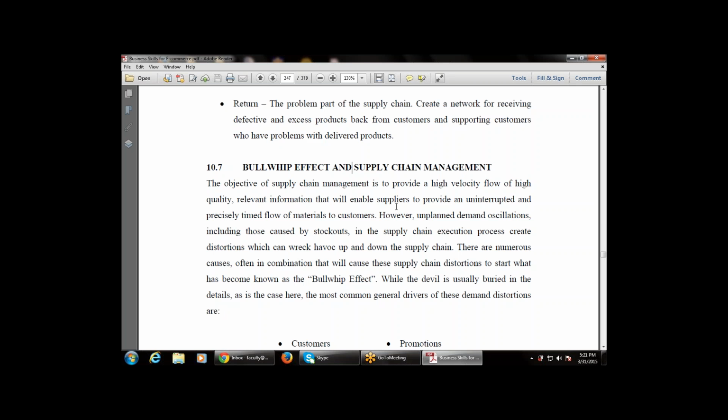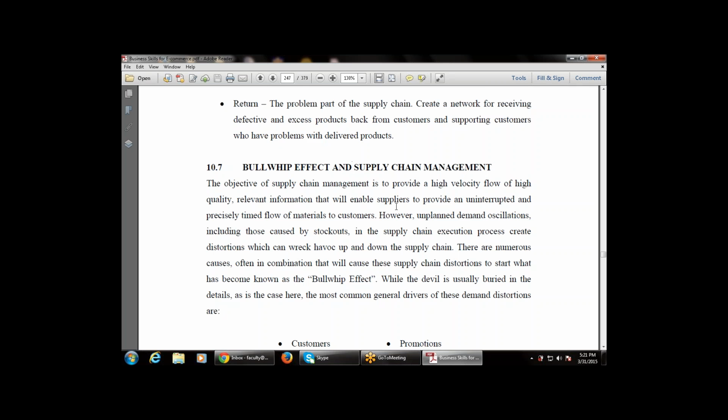So it is a high velocity flow of high quality relevant information that is provided to the customers in an uninterrupted and precisely timed way. However, unplanned demand oscillations, including those caused by stockouts in the supply chain execution process, create distortion which can wreak havoc up and down the supply chain.